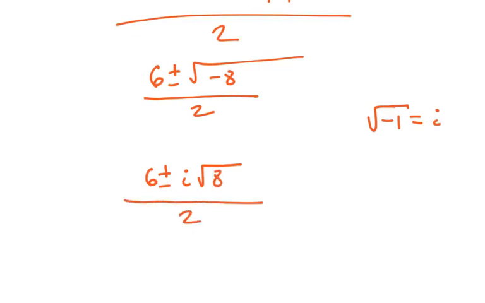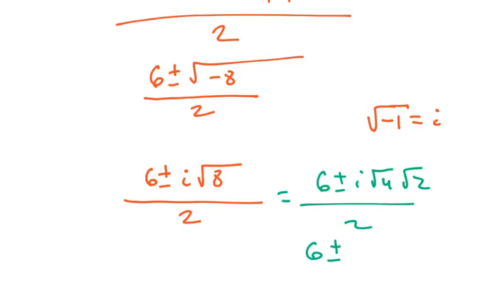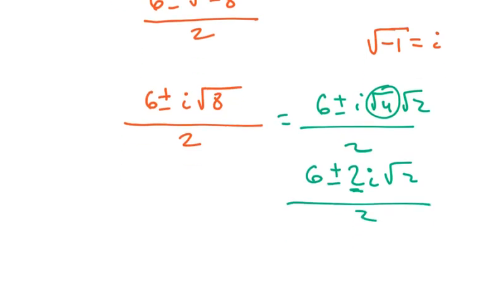Now, we can break the square root of 8 down as well. 8 is 4 times 2, so this becomes 6 plus or minus, we like to write it this way, 2i square root 2. The square root of 4 becomes 2. This is all over 2. And there's one more move that we have left, which is that because both of these are divisible by 2, we can divide the whole thing by 2. So this becomes 3 plus or minus i square root 2.